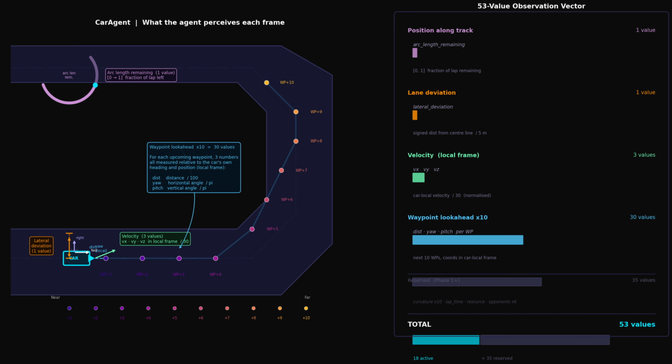For now, the remaining 35 slots are all zeros in Phase 0, where we are right now. They are reserved for curvature, lap time, the resource state, and the opponent position, because it is a racing car. It should have other opponents that race and try to see which one gets to the end of the track first. The architecture is already designed for Phase 1, and I will show you later how it will work.